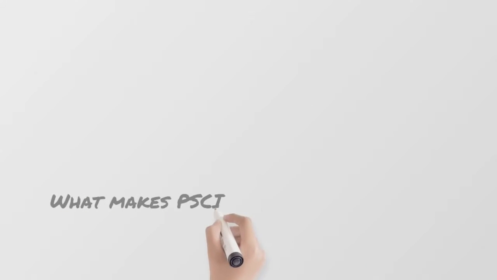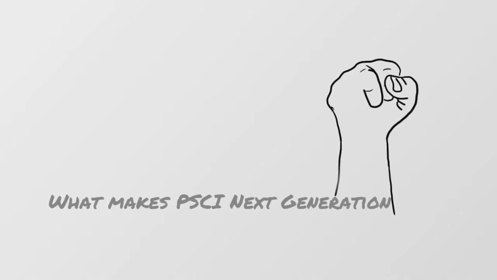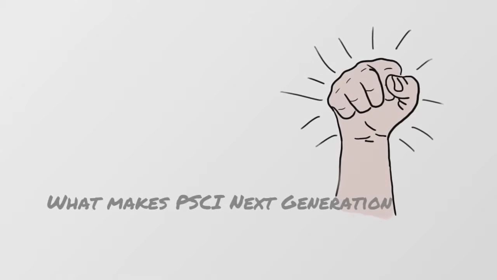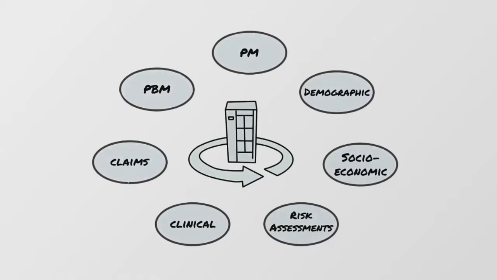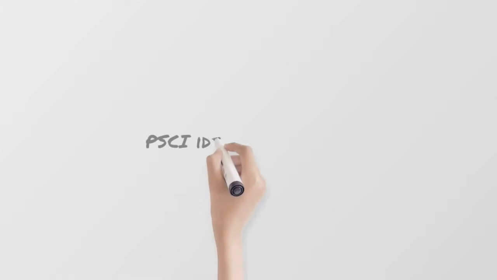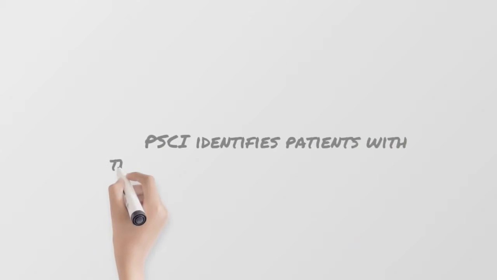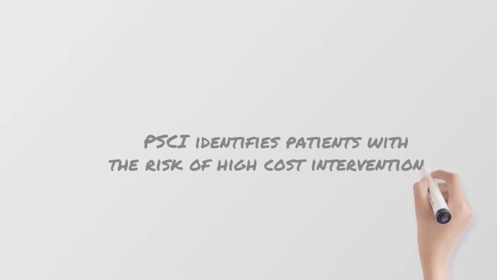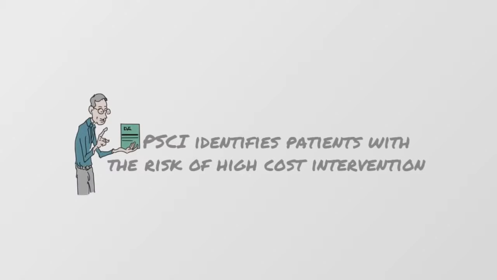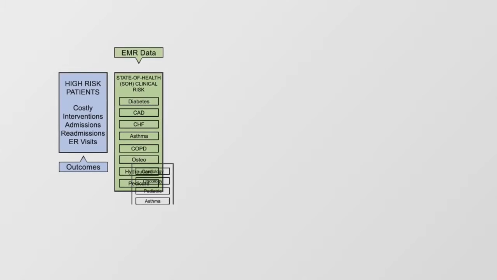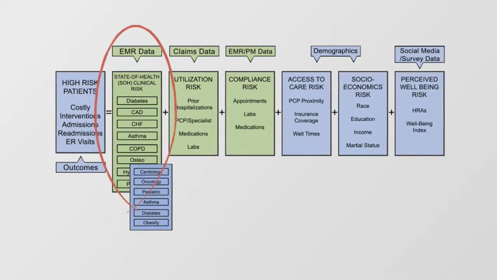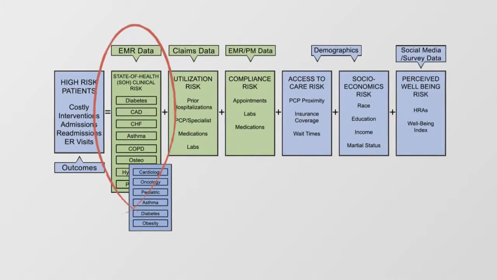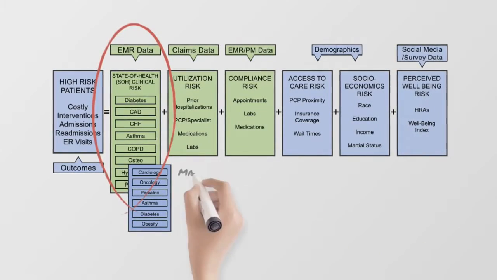What makes PSCI next-generation predictive risk modeling so powerful? PSCI leverages multiple data sources to provide a 360-degree view of a patient. PSCI identifies patients with the risk of high-cost intervention in the next 12 to 18 months using a multidimensional risk model. Core to the model is the state of health (SOH) clinical models that predict risk of a high-cost intervention due to a complication from a chronic condition.